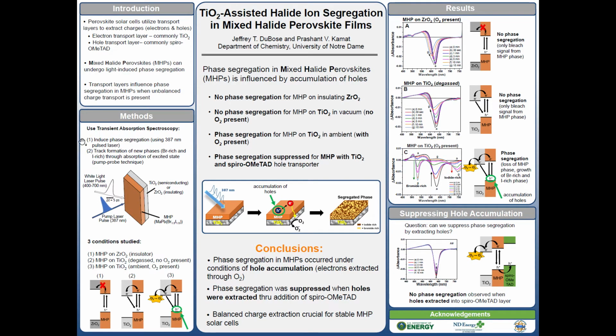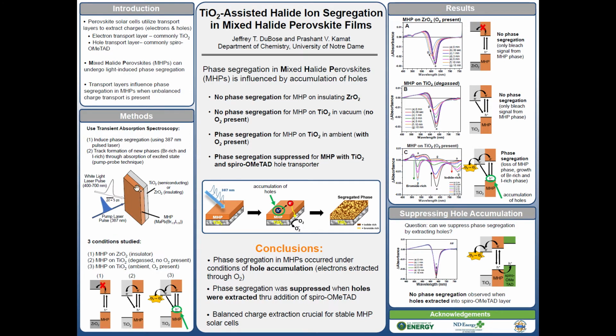Okay, so now the methods for this project, we're basically going to use transient absorption spectroscopy, and it's going to do two things for us. One, the 387 nanometer pump laser pulse is actually going to induce that photoinduced phase segregation. And second, we're going to track the formation of new phases, i.e. bromide-rich and iodide-rich phases, through the standard pump-probe techniques of transient absorption, and that's going to allow us to track whether or not phase segregation is happening and at what rate.